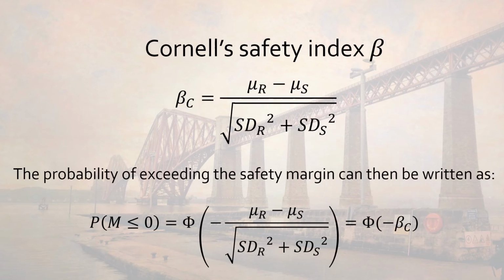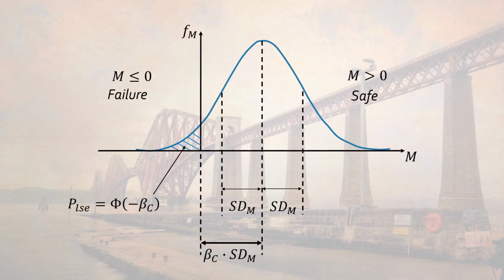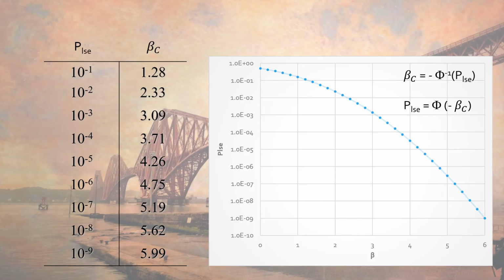Alan Cornell in 1969 introduced a safety index beta, often denoted beta Z, as the negative of this Z-score as a measure of the safety of a structure. If we look at this in the distribution function for the safety margin M, the beta is the distance from M being 0 to the mean value of the safety margin M, measured in standard deviations of M.